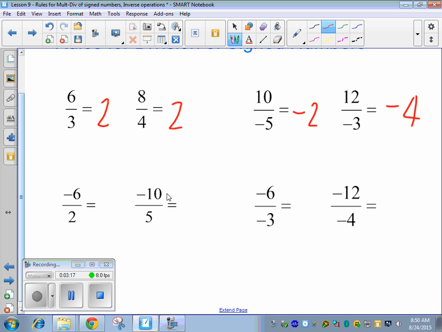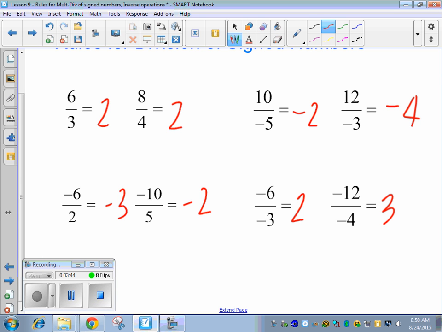Negative 6 divided by 2, negative 3. Negative 10 divided by 5, negative 2. Negative 6 divided by negative 3, positive 2. And negative 12 divided by negative 4, positive 3. So do we see a trend again? Does it seem like it's maybe the same trend that we saw for multiplication?